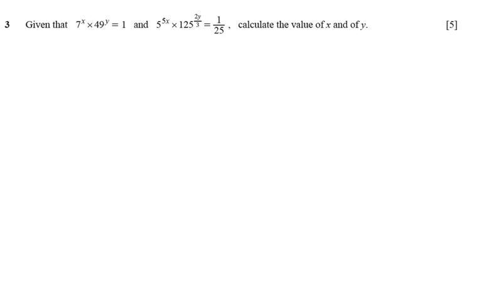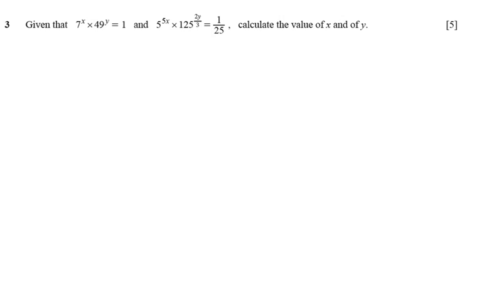Let's move on to question number 3. Given that 7 to the power of x multiplied by 49 to the power of y equals 1, and 5 to the power of 5x multiplied by 125 to the power of 2y over 3 equals 1 over 25.